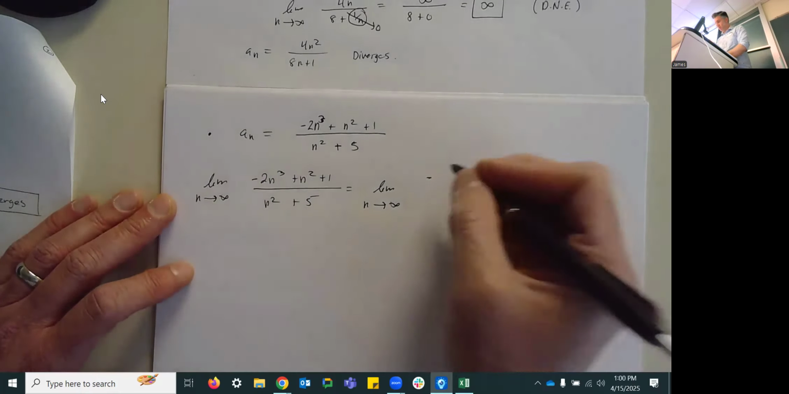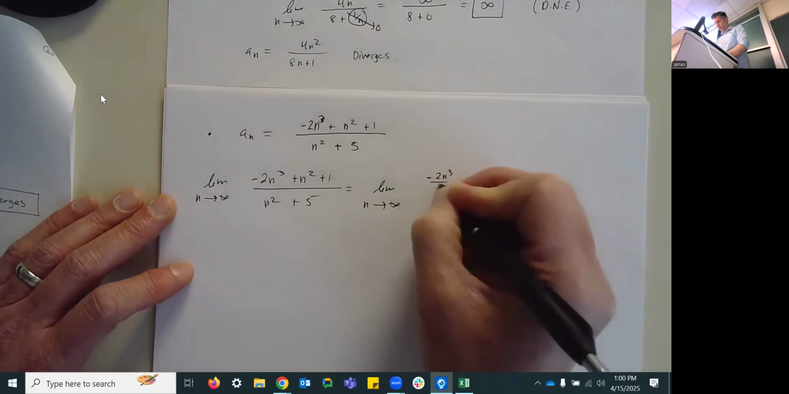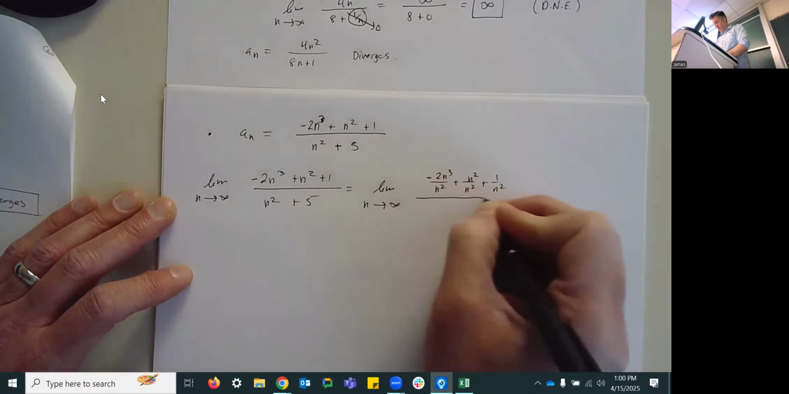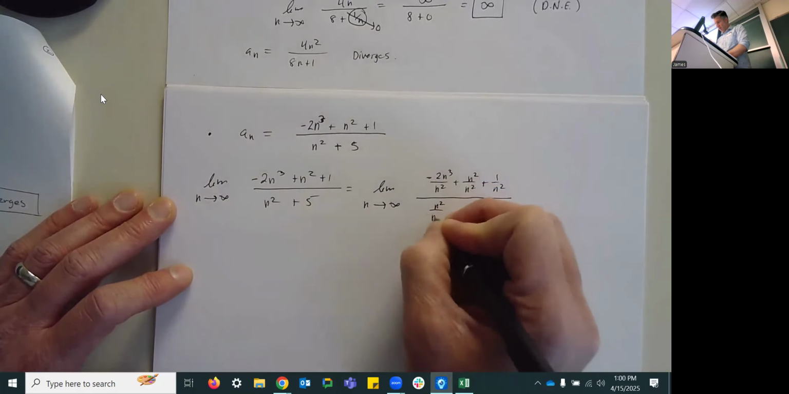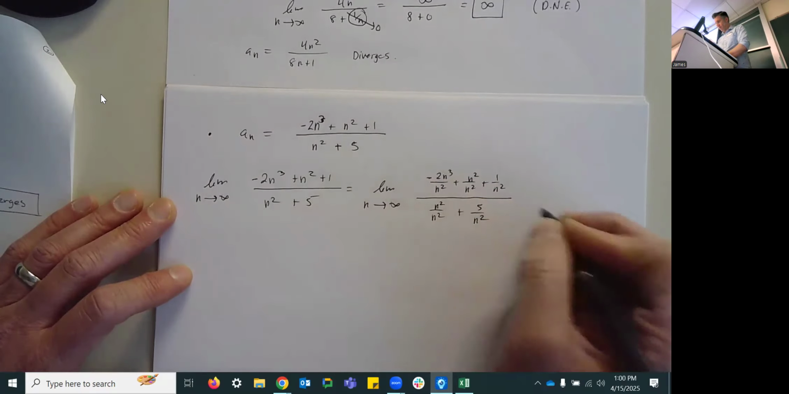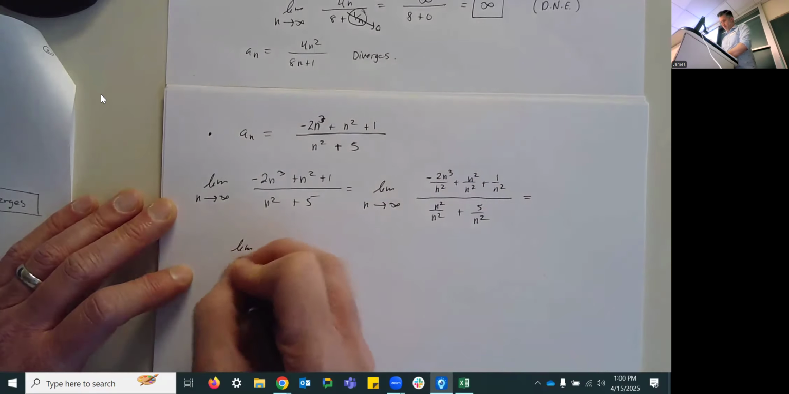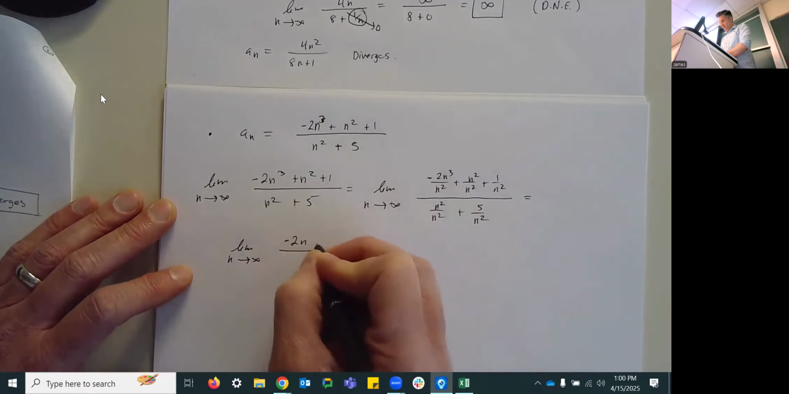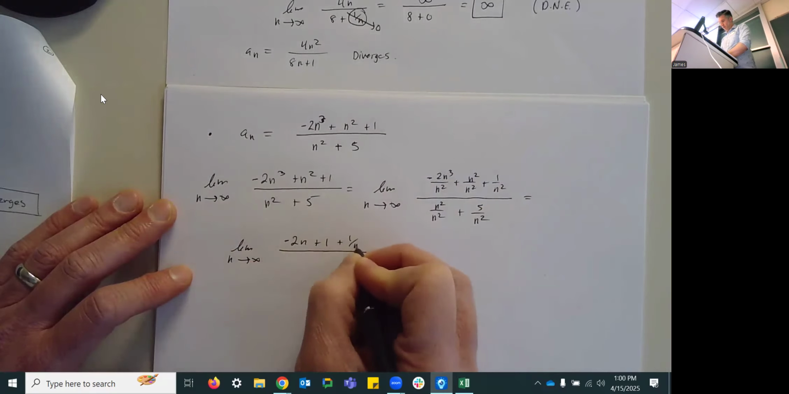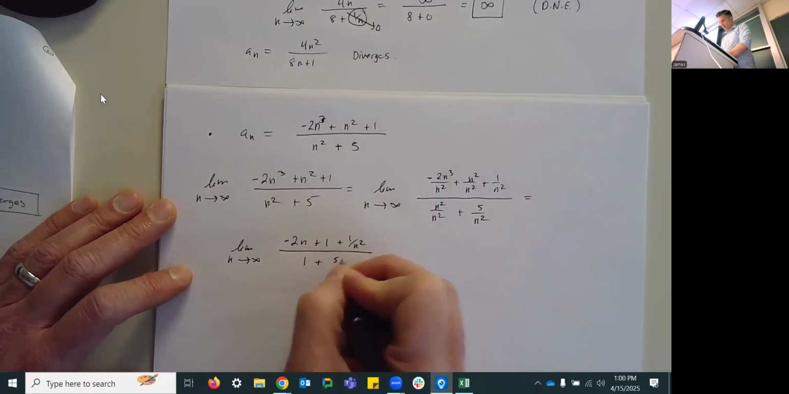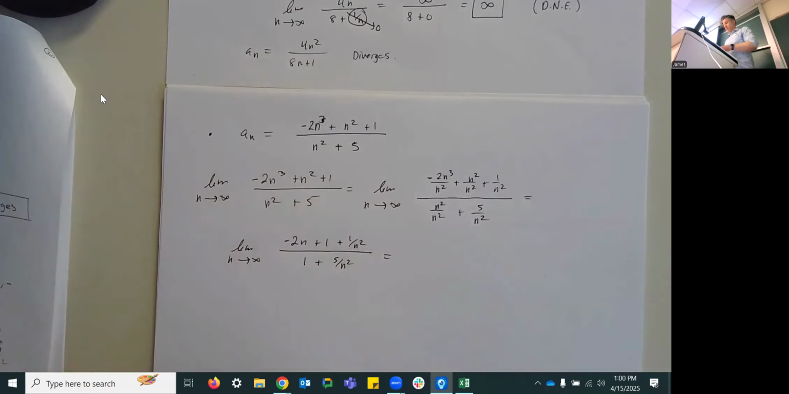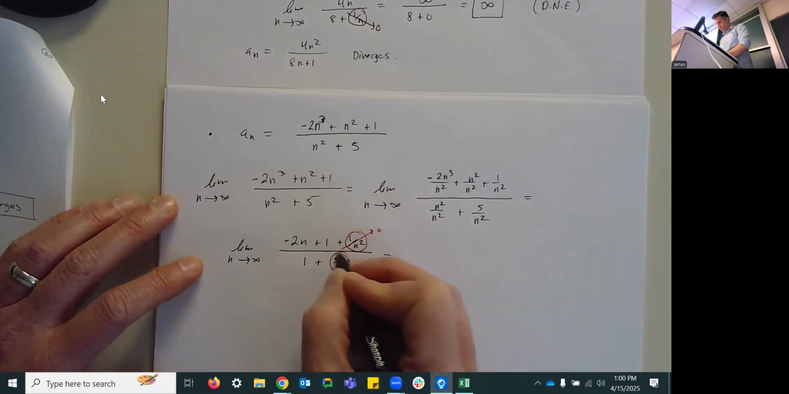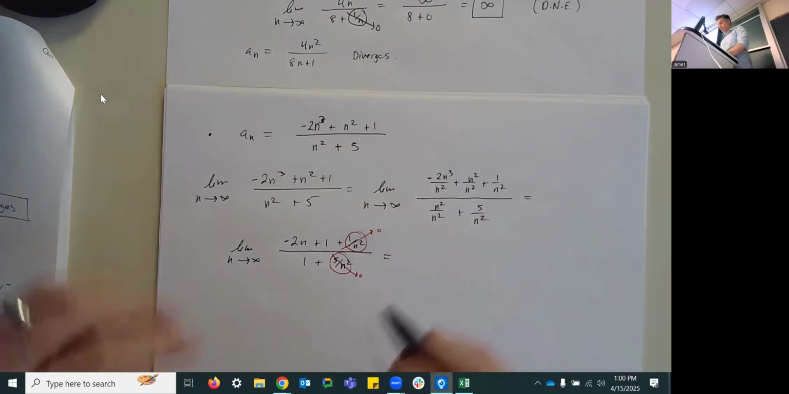So I'm dividing the top by n squared and getting negative 2n cubed over n squared plus n squared over n squared plus 1 over n squared, and then I'm dividing the bottom by n squared, using n squared divided by n squared plus 5 divided by n squared. Then simplifying, we have the limit as n goes to infinity of negative 2n plus 1 over n squared over 1 plus 5 over n squared. And then the things getting divided by n to some power are going to get super duper small. So we're left with the following.